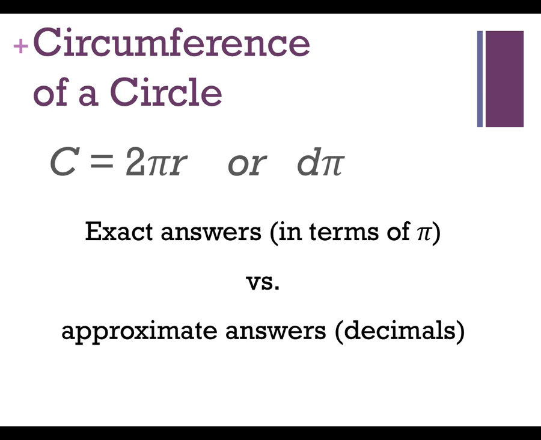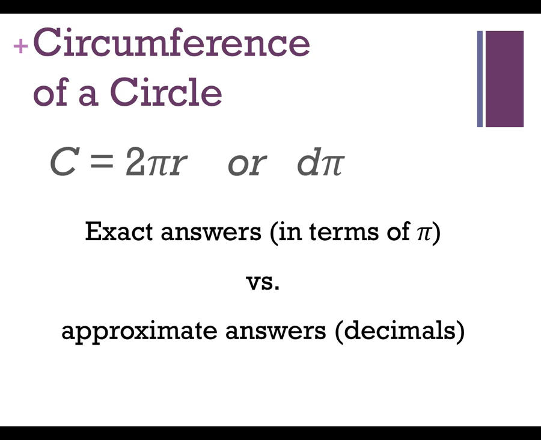Circumference of a circle. Strangely enough, that's what I just said. C equals 2 pi r, or d pi. What's d stand for? Diameter, right? And since the diameter is twice the radius, we can just do a substitution. Doesn't matter which one you want to use.